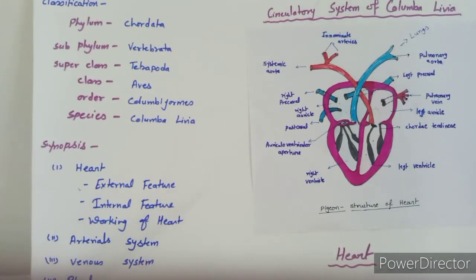Now we talk about the functioning of the heart. The heart is a pumping machine which pumps the blood into the arteries. And in the pigeon it has two types of circulation in the heart: pulmonary circulation and systemic circulation.